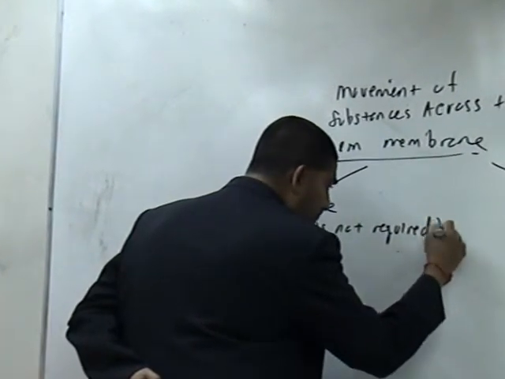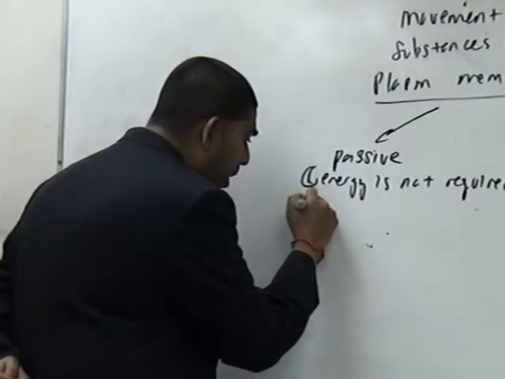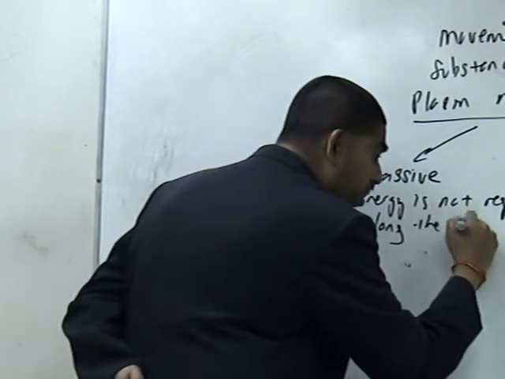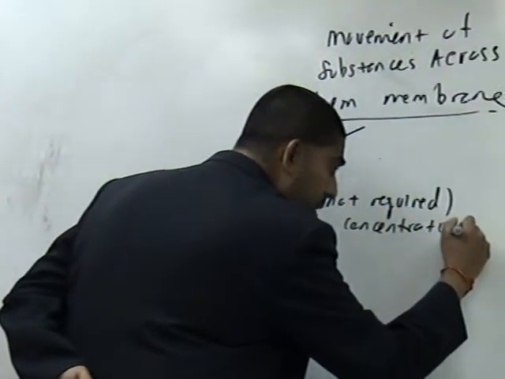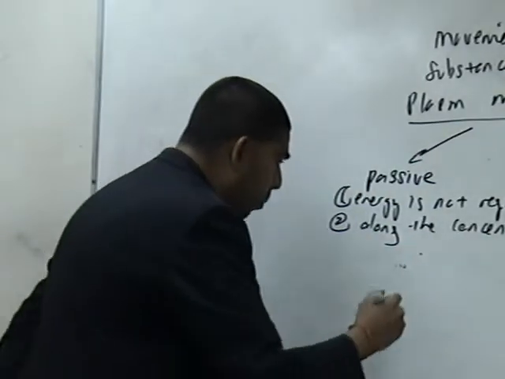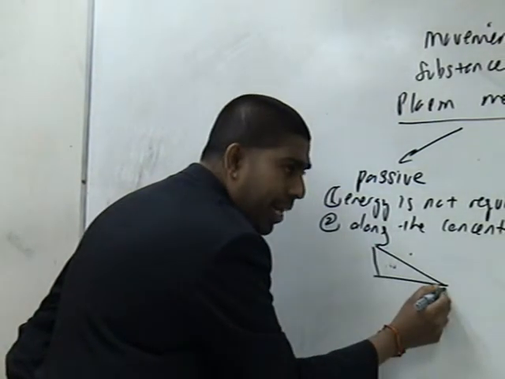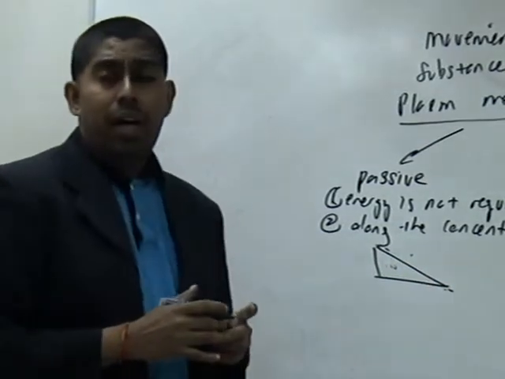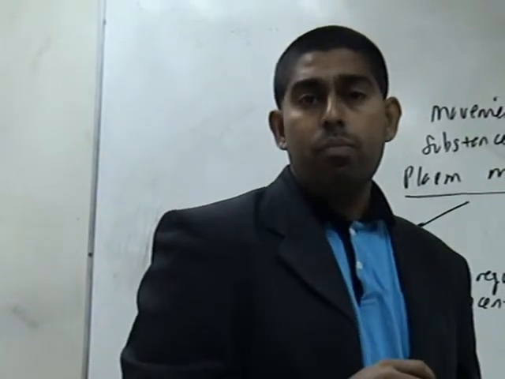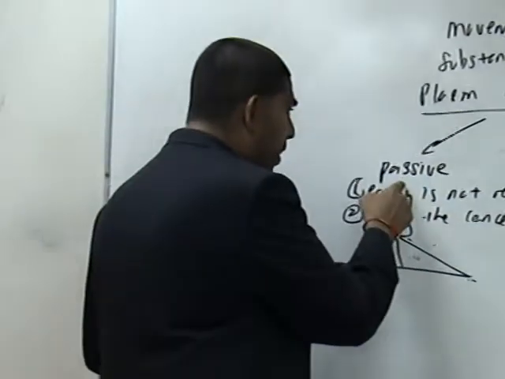This is point number one: energy is not required. Point number two, it happens along the concentration gradient. Can you see that answer? What does it mean by along the concentration gradient? It means from a high concentrated area to a low concentrated area, as if it is going down a slope. It's going down a slope from high concentrated area to low concentrated area. This is what is meant by passive transportation.